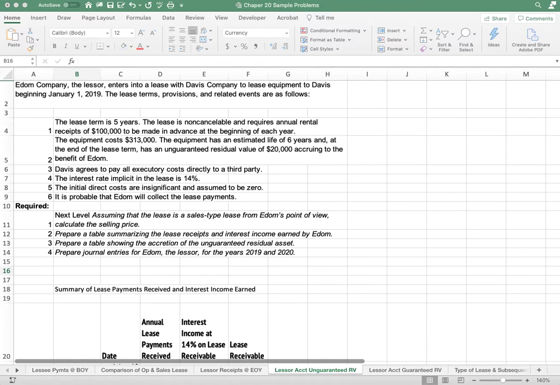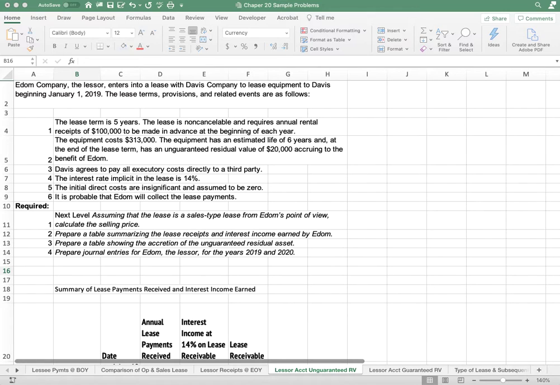Accounting with an unguaranteed residual value. Adam Company, the lessor, enters into a lease with Davis Company to lease equipment to Davis beginning January 1st, 2019. The lease terms, provisions, and related events are as follows. The lease term is 5 years.